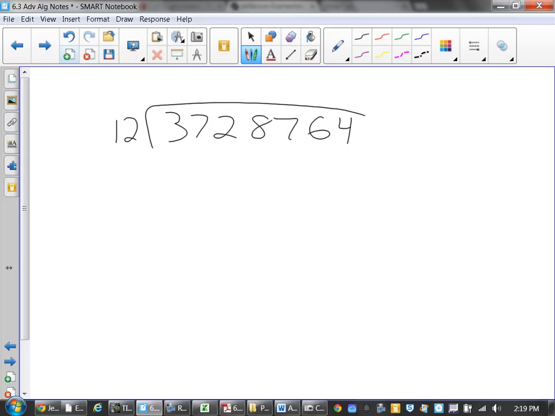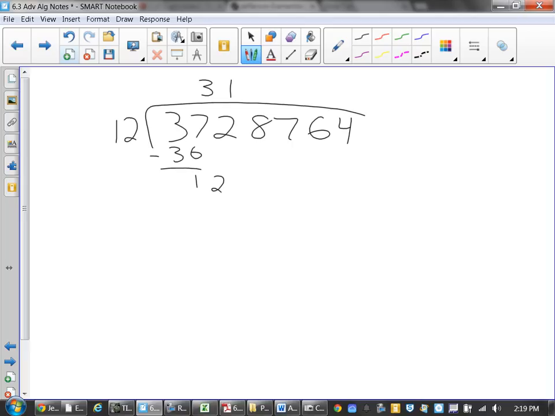You don't have to write this down, but just so you remember, when you're doing division, the first thing you'd ask yourself is, does 12 go into 3? No. Does 12 go into 37? Yes. How many times? 3. So you put a 3 above that, you multiply it out, and then you subtract. Does 12 go into 12?